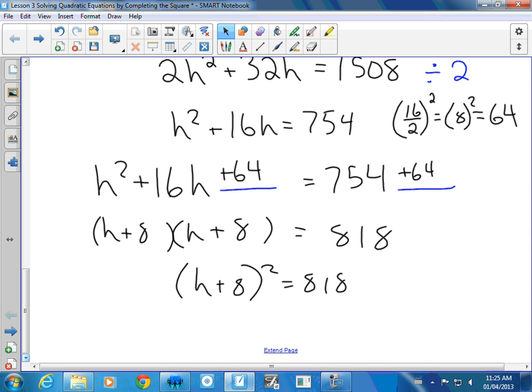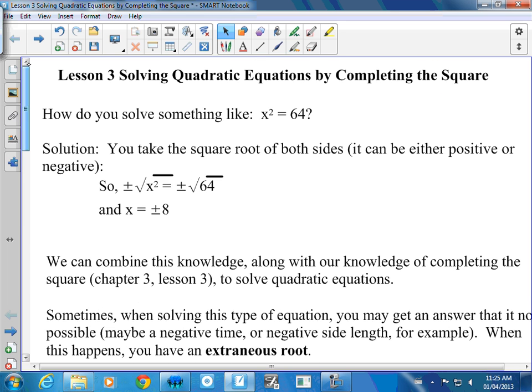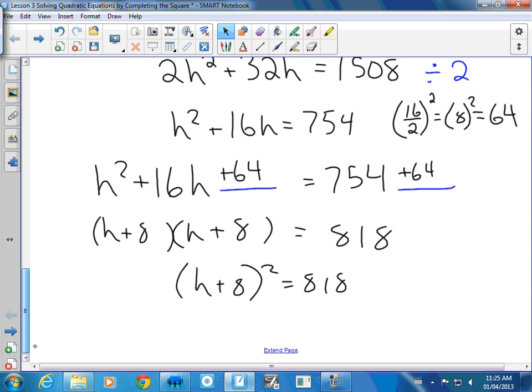Okay. Now, if you did it the other way, this 818 would be on this side and it would be negative, wouldn't it? Did anybody do it that way? No? All right. You'll get used to seeing completing the square both ways, right? One on one side, one on the other. Now, look back at the top of the page. How did we solve this? 8x squared equals 64. What did we do? Did we take the square root of both sides? Yeah? Okay, now look. Apply the same concept here.